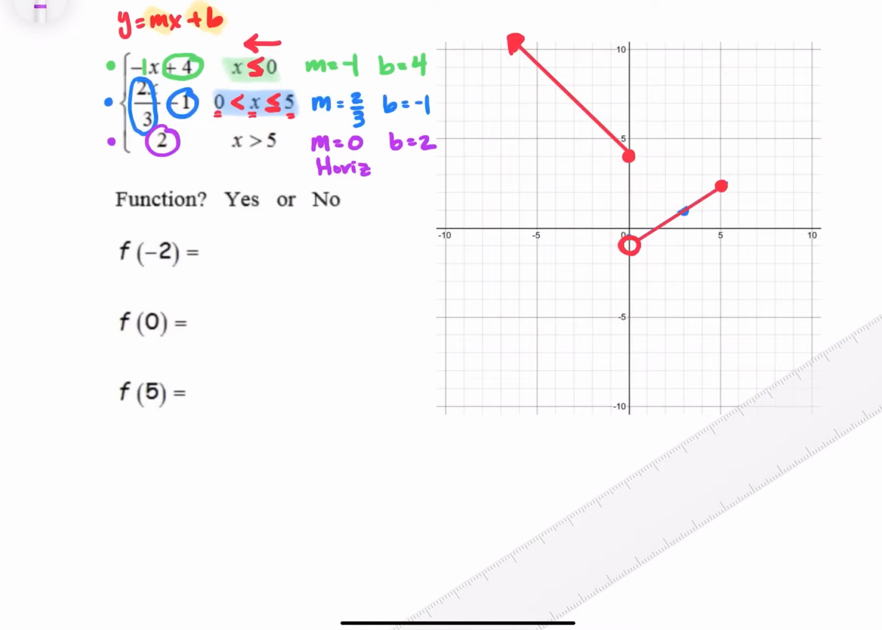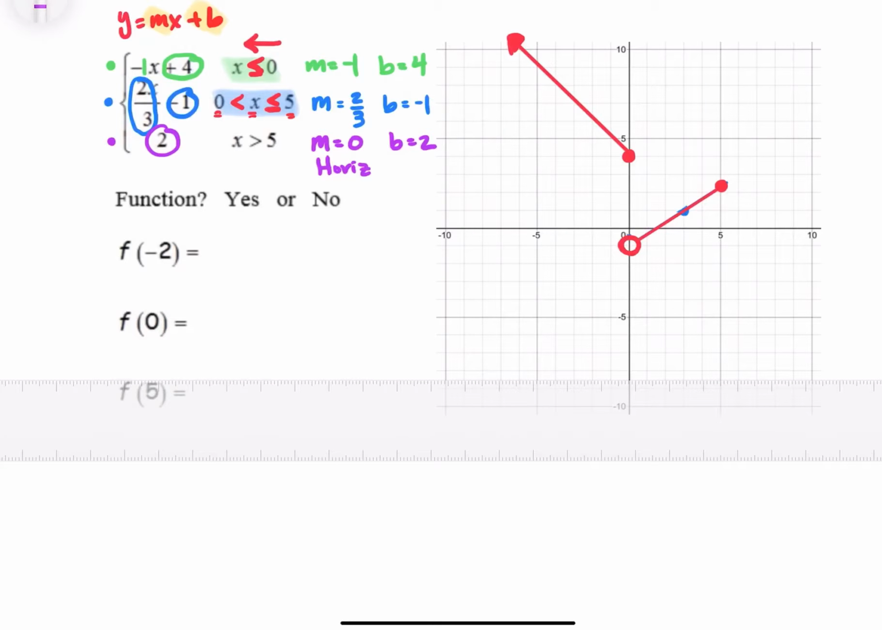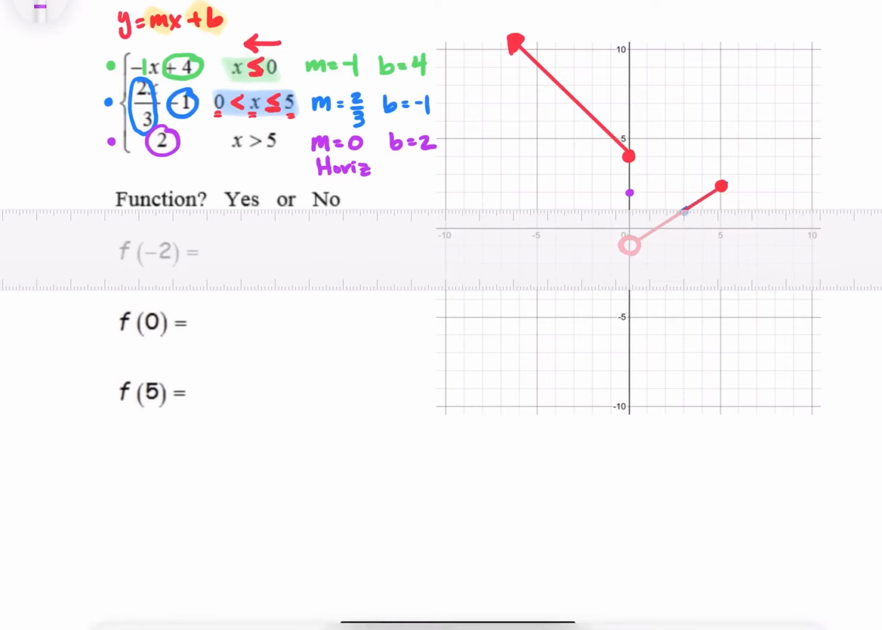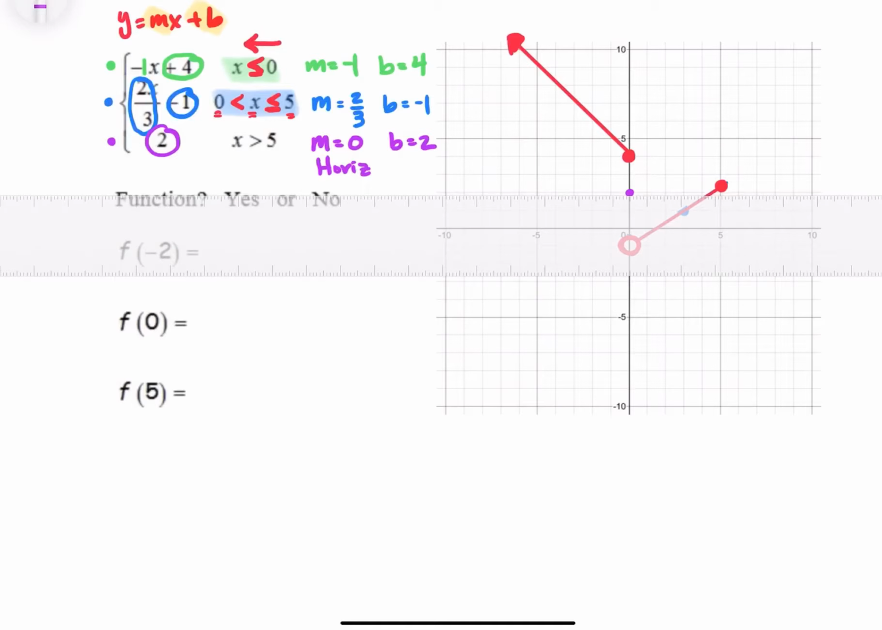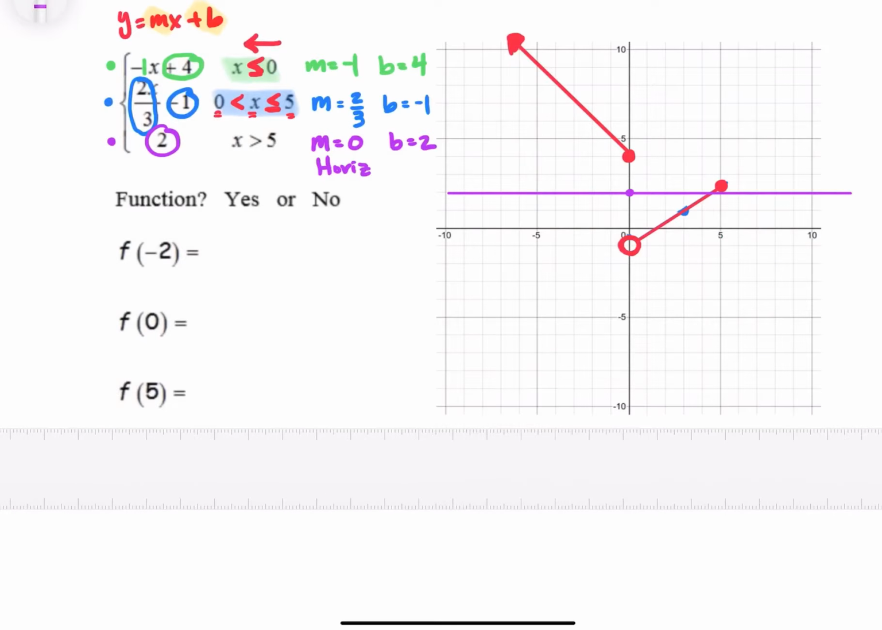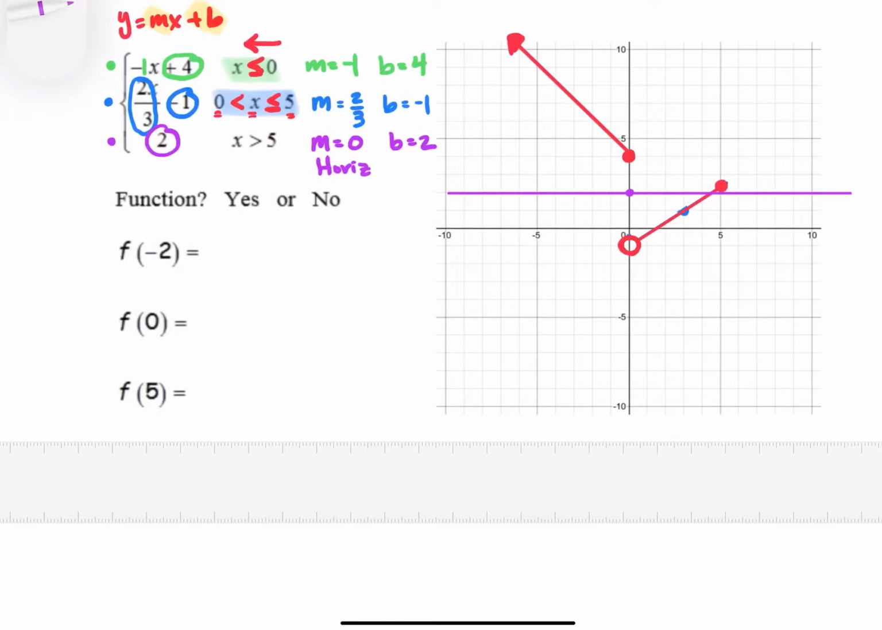So I'm going to go ahead and draw that horizontal line when the y-intercept is 2. So here's my y-intercept at 2. And I'm going to draw that horizontal line here. So that line looks something like this. Now, again, we only want a piece of that line. So the piece that we want is when x is greater than 5.